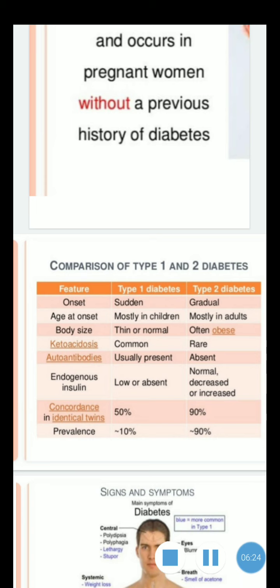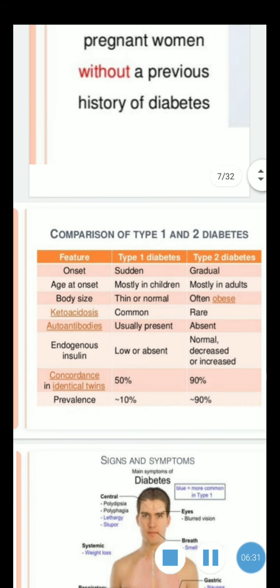Then ketoacidosis: in type 1 it is common, and in type 2 it is rare. Then autoantibodies: in type 1 they are usually present, and in type 2 they are absent. Then endogenous insulin: in type 1 it is low or absent, in type 2 it is normal, decreased or increased.